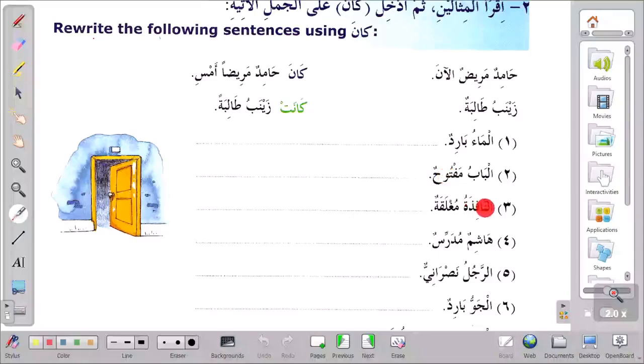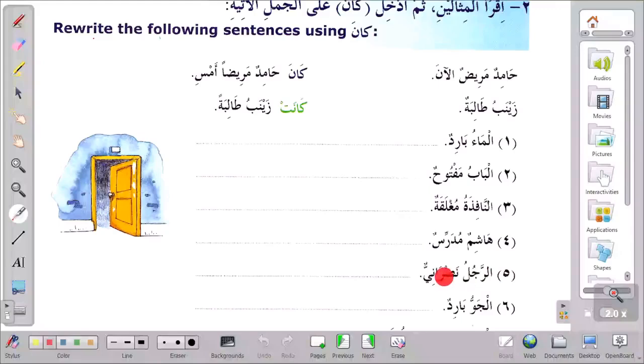The third one, an-nafizatu mughlaqatun. If we add kana, it will be what? Of course, you know that nafiza is feminine. So kanatin nafizatu mughlaqatan. Oh, that is clear. Hashimun mudarrisun. Hashim is a teacher. If I want to say Hashim was a teacher, so kana Hashimun mudarrisan. Just change the ending to an and then add the kana.